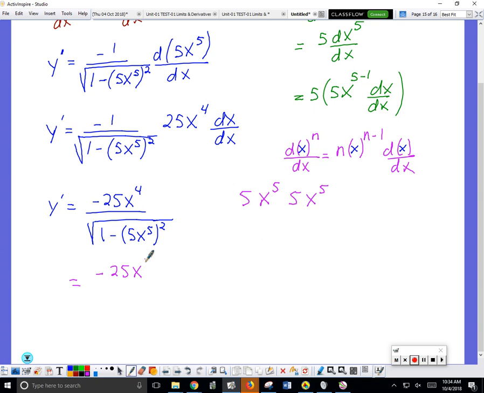And I believe there's a test question that requires you to know that. So 1 minus 25x to the 10th power.